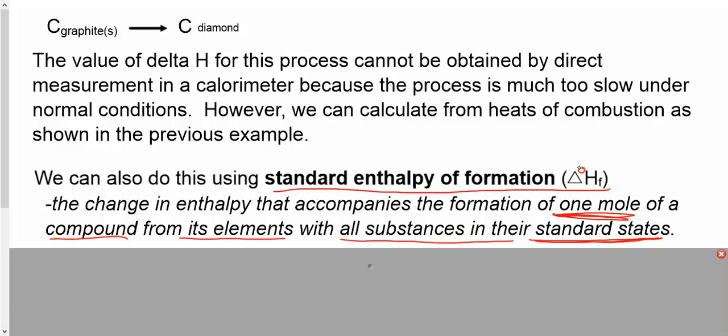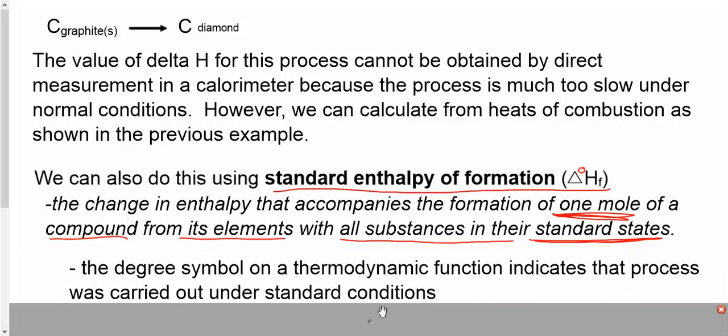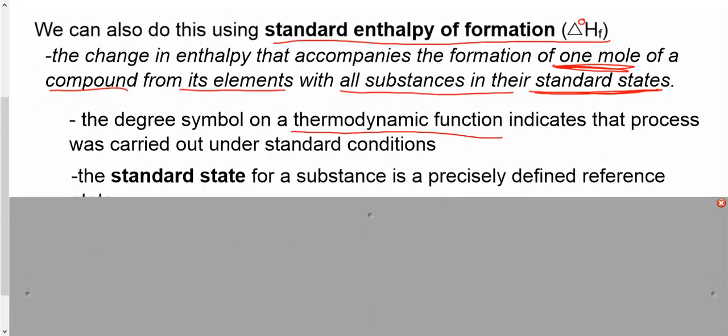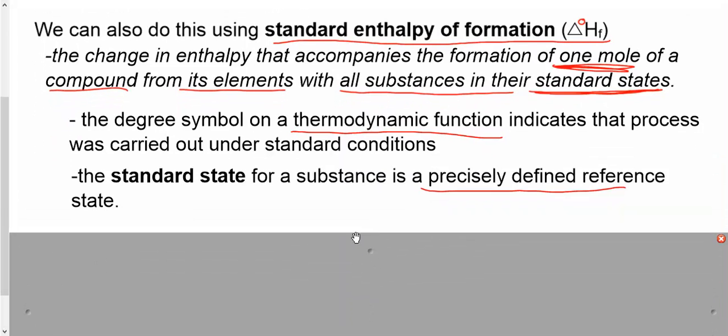But first, let's talk about this little degree sign. Anytime you have a degree sign in a thermodynamic function, that indicates that that process was carried out under standard conditions. Okay, and we just said that the standard state for a substance is a precisely defined reference state. We'll talk about what those are next.